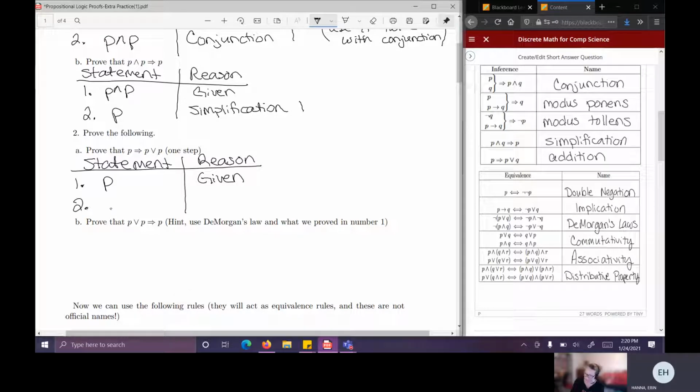So by addition, we can add on P. We can add on whatever we want. This could be P or R, P or Q, but the only thing we actually care about here is getting a P or a P, so we're just going to tack on another P by addition.